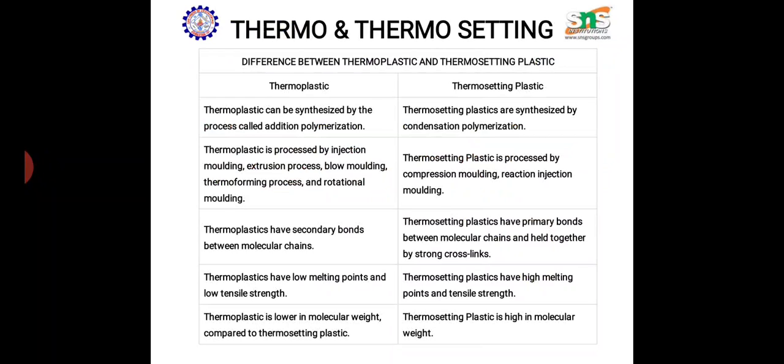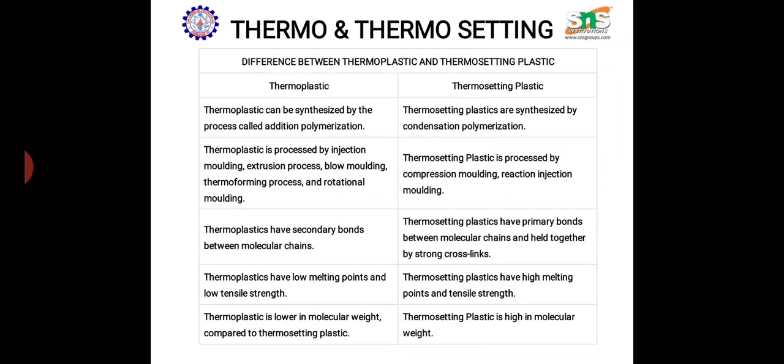So thermoplastics can be processed by injection molding, extrusion processing, blow molding methods, rotational molding methods, etc. But thermosetting plastic can be processed by only compression and reaction injection molding. So it's very difficult to form.